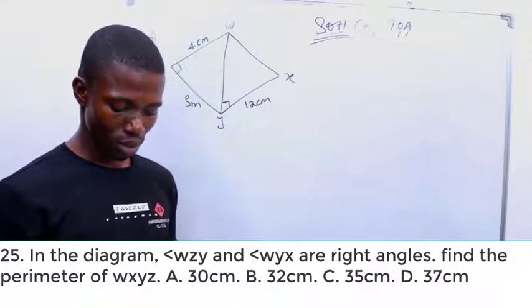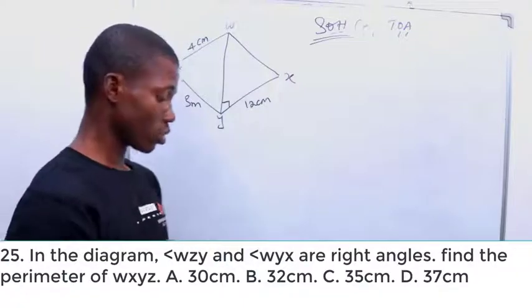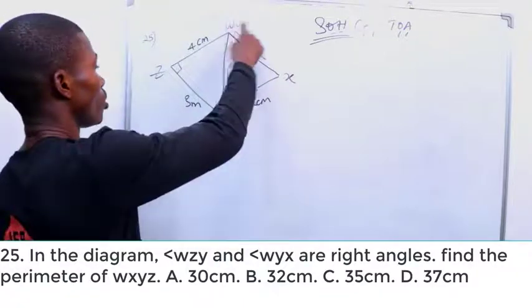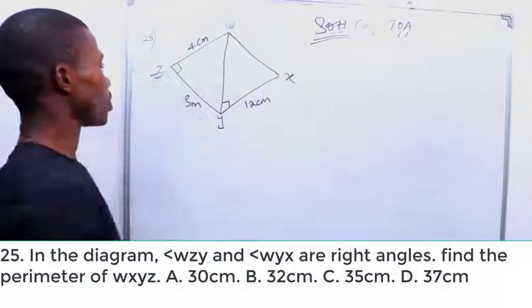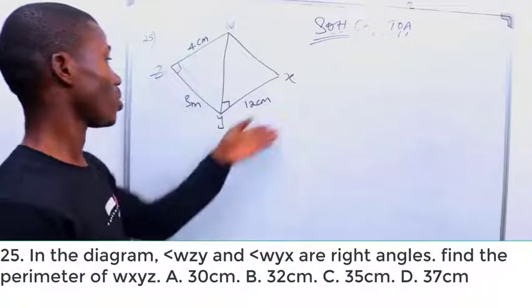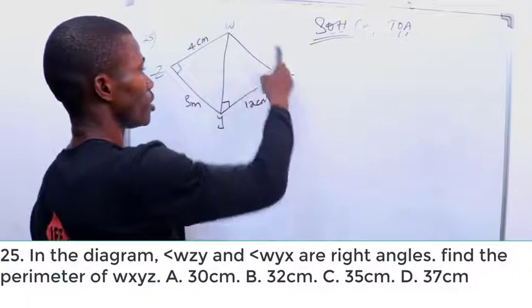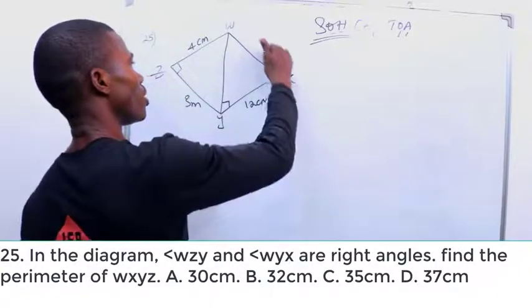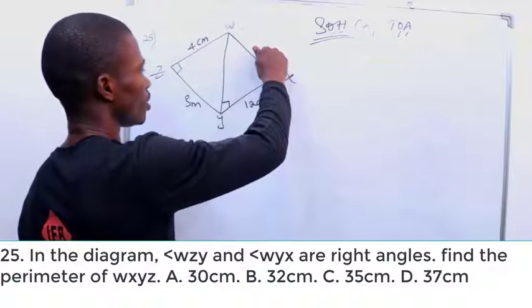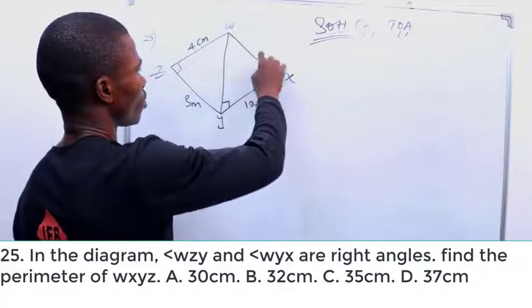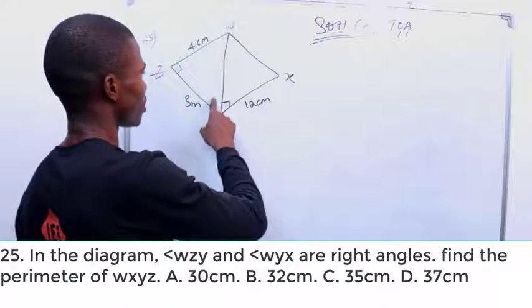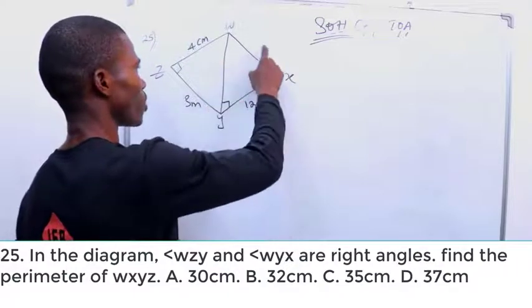Okay, question number 25 here says angle WZY and angle WYX are right angle triangles. Find the perimeter of WXYZ. They want us to find the perimeter of WXYZ. Okay, what is perimeter? Just add all the sides. Okay, they want us to add here, here, here, and here. That's the perimeter, but we don't know here. How can we find here? That's the issue. But before we can find here, we need to find this line. From this line we can find here.